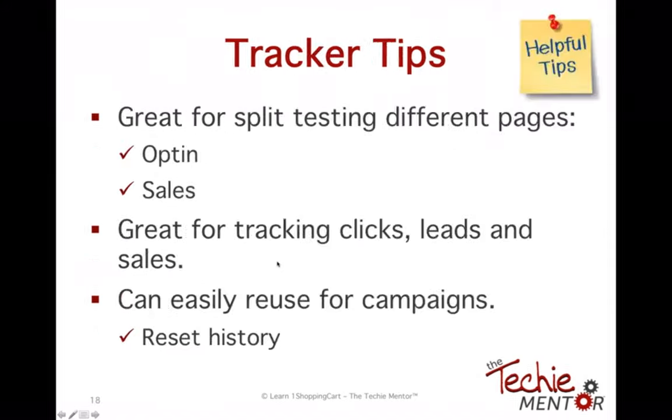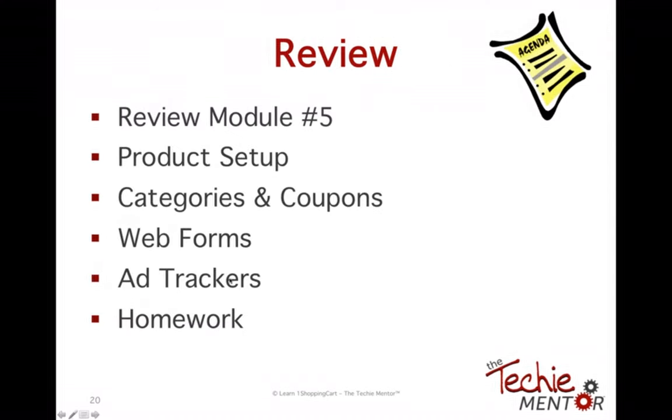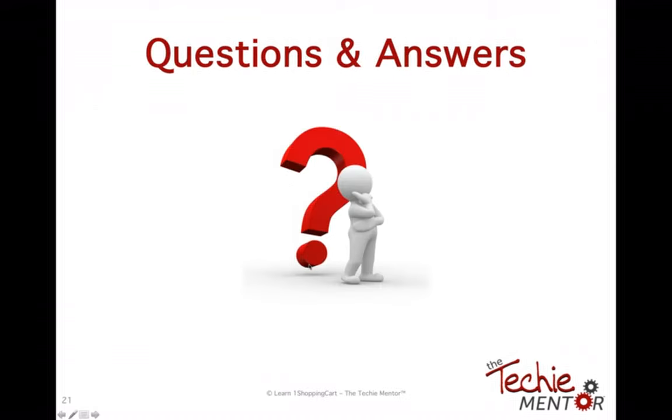So I'm just going to pop forward here real quick so you can see the homework. Now, you don't need to do anything with the ad tracker because we haven't gotten to that point. But it would be good if you could create some products as well as some coupons and categories. And then we'll work with web forms and ad trackers next week. So really today we got through the products setup, the categories and coupons, and then we just did a quick design of the web form. So what questions do you have?